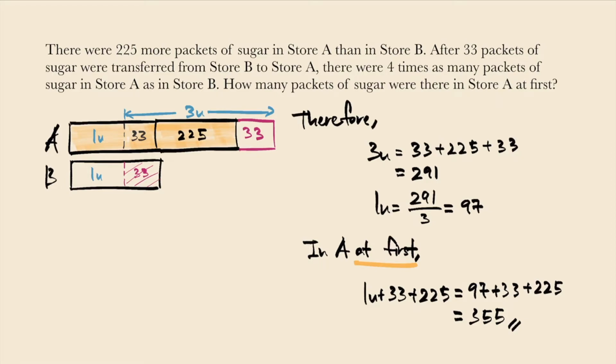Sugar in A at first. So remember, this 33 was not there at first. We are interested not in 4 units. No, that's what was there after. We are interested in 1U plus 33 plus 225. So 1U plus 33 plus 225, giving us 355 packets.